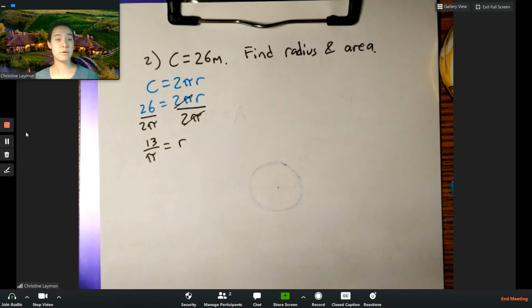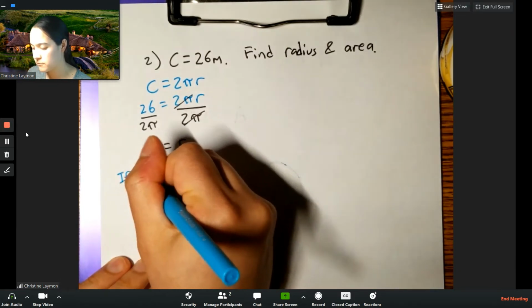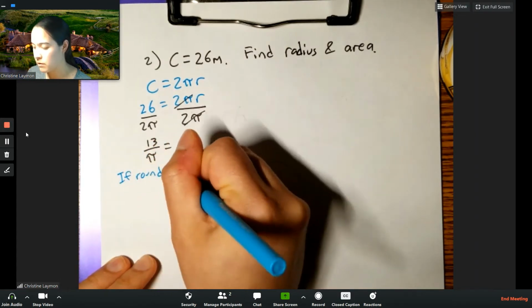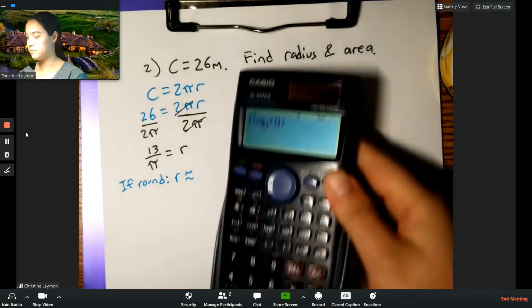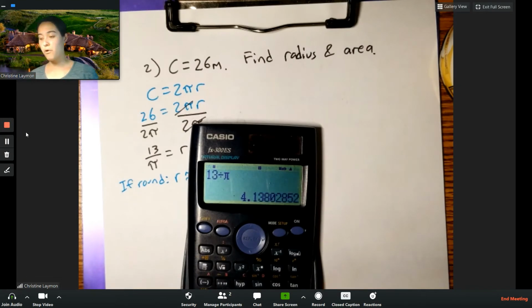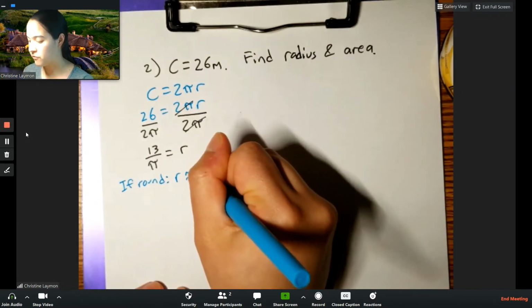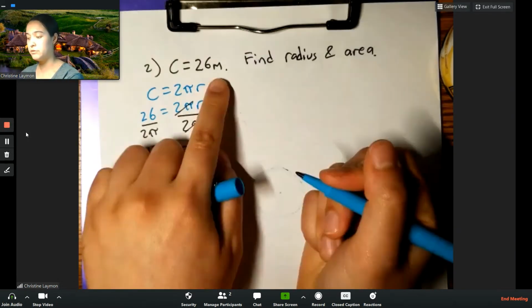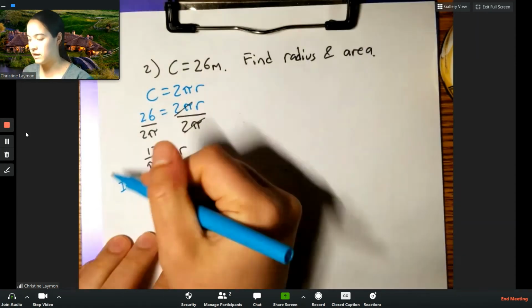Now, let's suppose I ask you to round. So if round, r will be approximately, let's go ahead and get out a calculator, 13 divided by pi, 4.14. So if I'm rounding, r is roughly 4.14, and the units are in meters. Let me go ahead and block that stuff off right here.